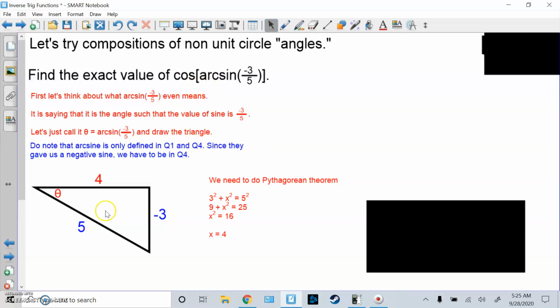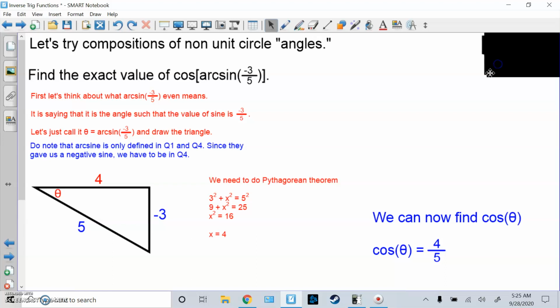Now they want cosine, so it's going to be A over H, so it's going to be 4 over 5. If they wanted secant, secant is the reciprocal of cosine, so it'll be 5 over 4. If they wanted cosecant, that's the reciprocal of sine, it'll be negative 5 over 3. If they wanted tangent, O over A, it'd be negative 3 over 4. If they wanted cotangent, it'd be A over O, 4 over negative 3. So you should be able to find any of the 6 trig functions.